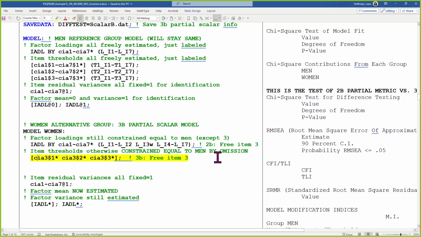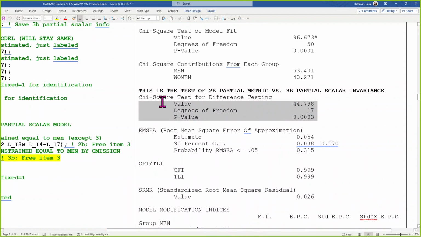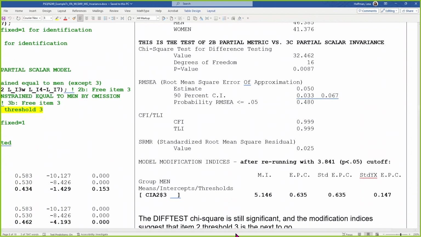Because I wanted all of the thresholds for item 3 to be different, I wrote them down. So anything that is not written down in the alternative group code is still being constrained equal. So are we there yet? Well, now I've got a number in the 4th decimal place. I'm moving in the right direction. But nope, still worse. What's the problem? It says item 1, threshold 3. All right, add that one.